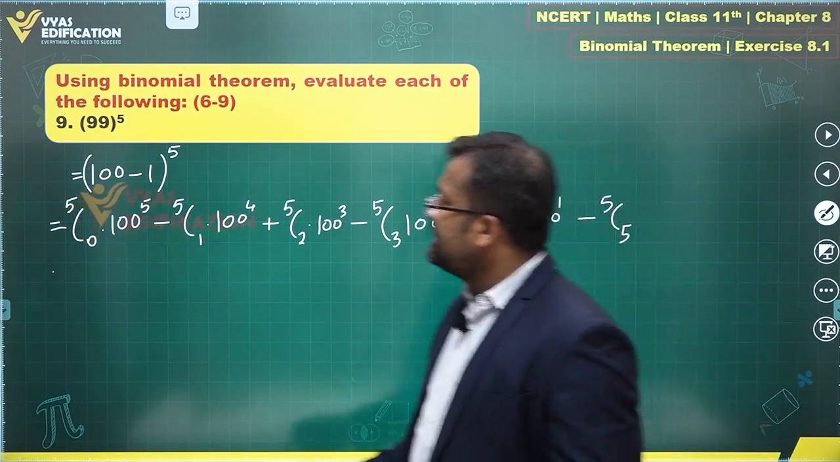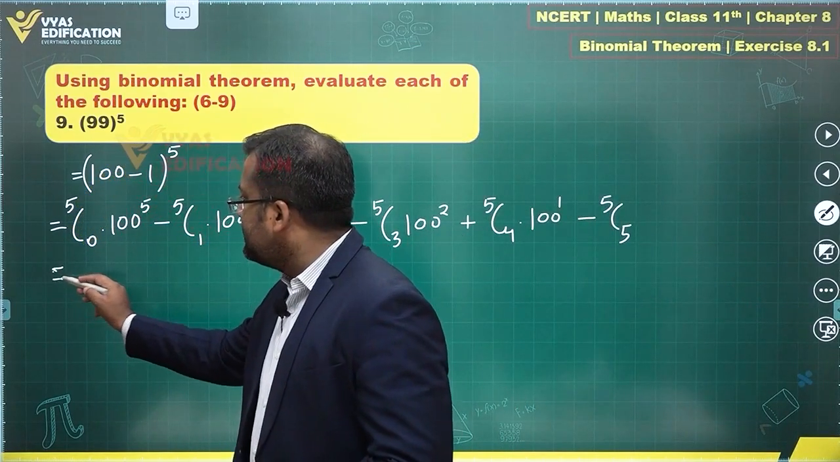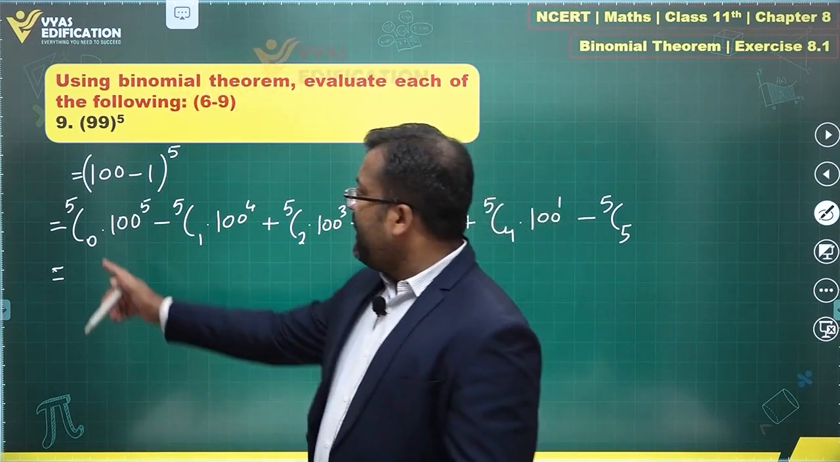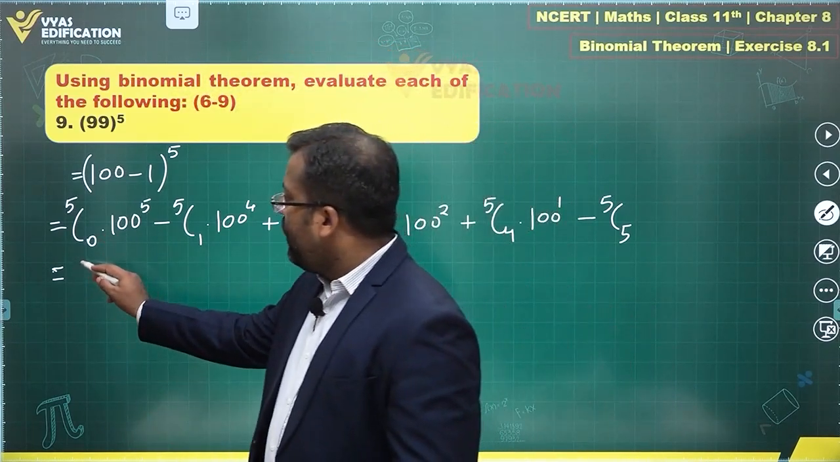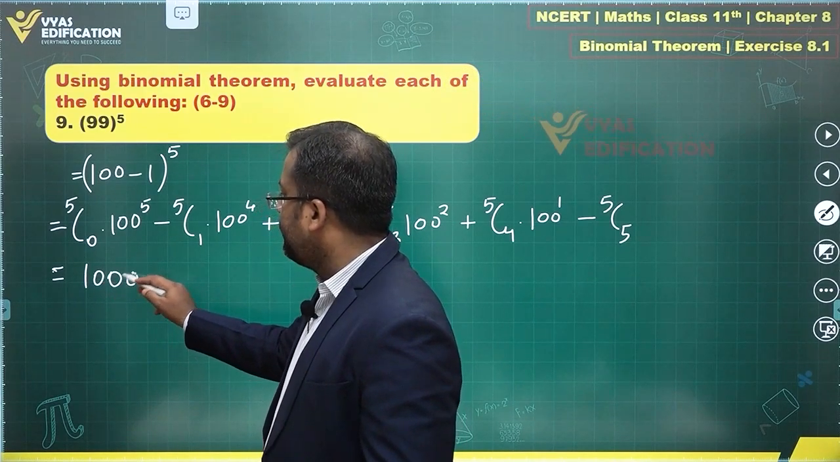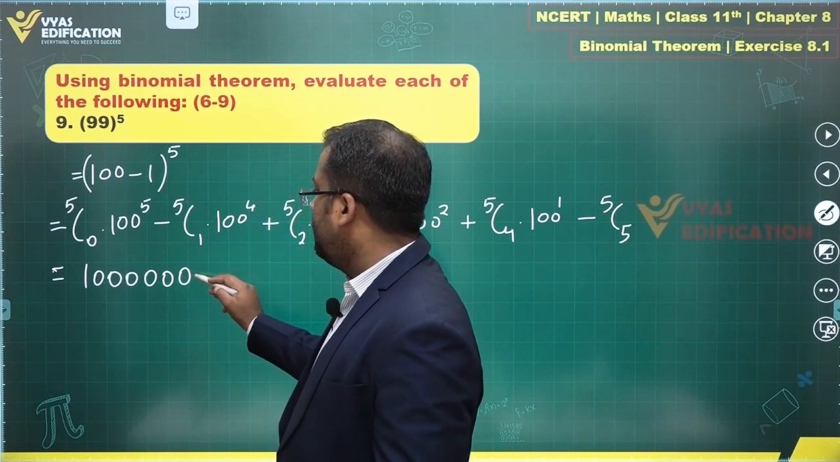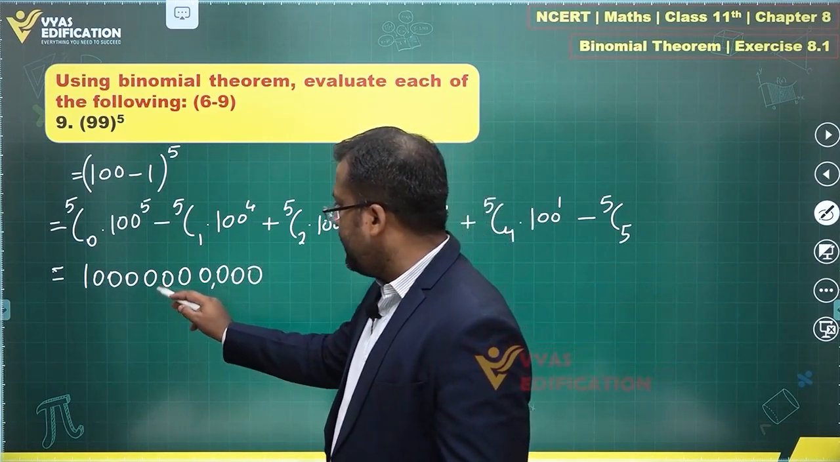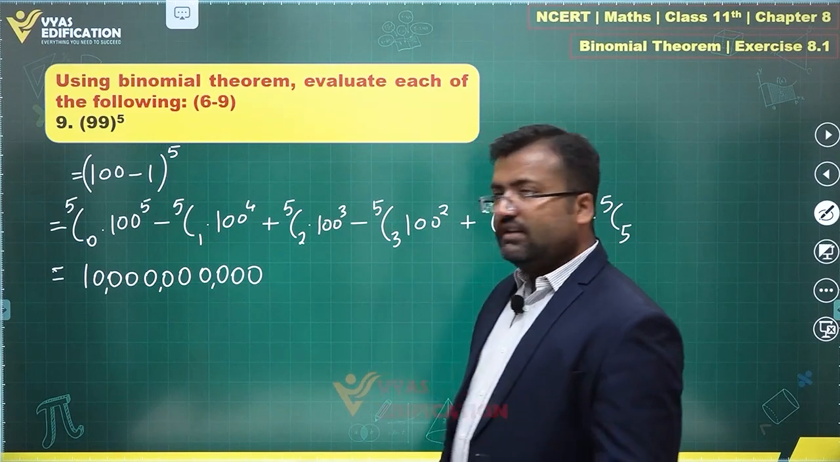Next, what is 100 power 5? 100 power 5 is actually 1 followed by 10 zeros. 5C0 is 1 only. So this is 1 followed by 10 zeros. Those are 10 zeros, right? Let's separate them out by commas. And this is what you have, right?